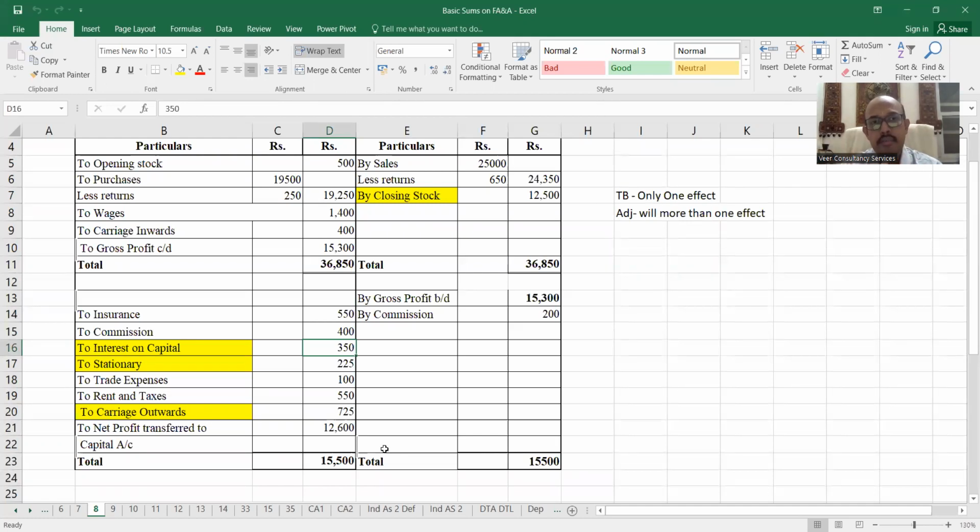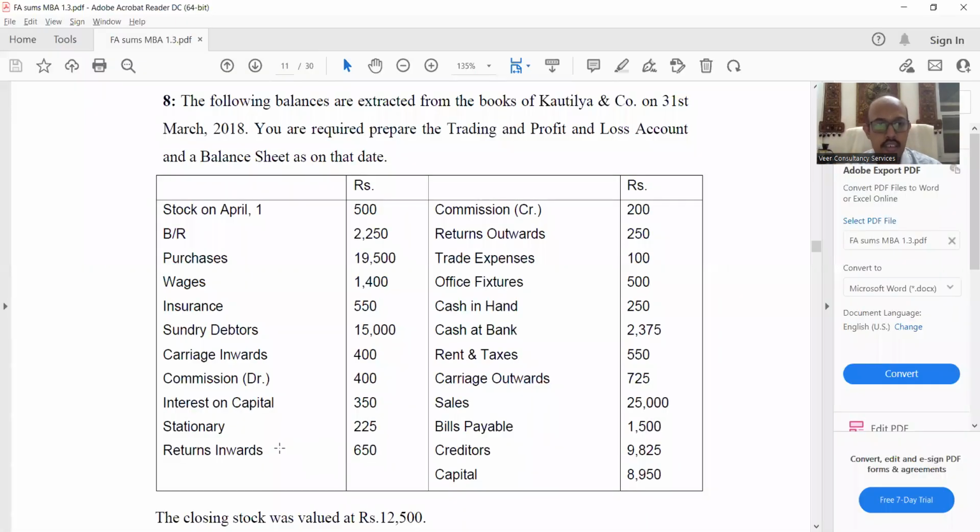Basically we'll follow the second step. That is, we'll say that there will be on the trading account on the credit side, it will be less from sales. So please make a note over there that return inwards will be less from sales.